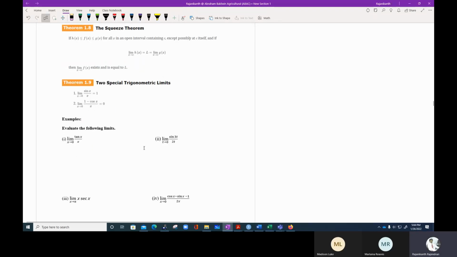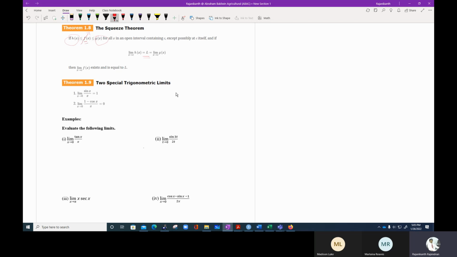Now next, the squeeze theorem. The squeeze theorem says that suppose your function f(x) is bounded by two other functions h(x) and g(x). If both the functions h(x) and g(x) go to L as x goes to c, then of course the middle function f(x) also should approach that value L. So that is called the squeeze theorem. If both ends go to the same point, then of course the middle function also will go to the same point.